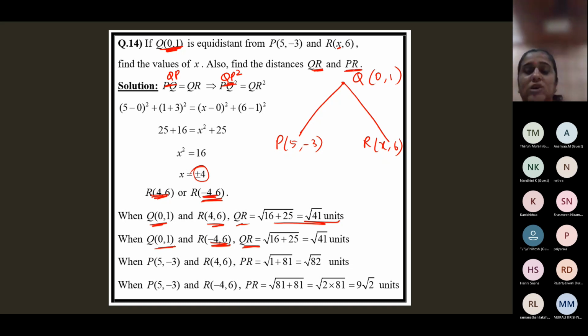And again, PR, you'll have to find the distance or the length PR. P is only one point, (1.5,3). But R is (4,6) or (minus 4,6). So when R is (4,6), and when R is (minus 4,6), you should find PR. In one case, you get root 82. In the other case, you get 9 root 2. Am I clear, children?